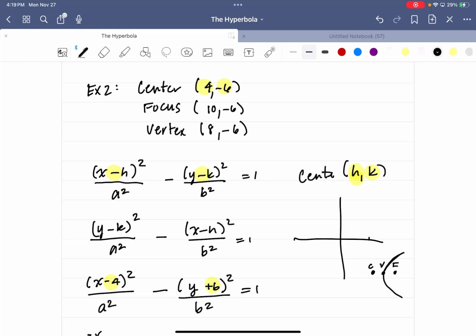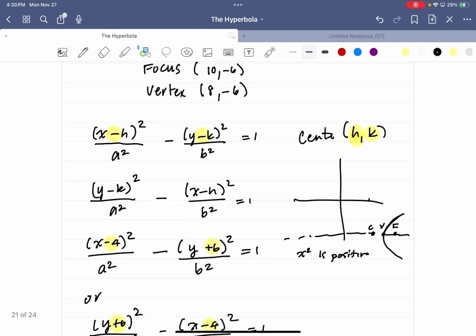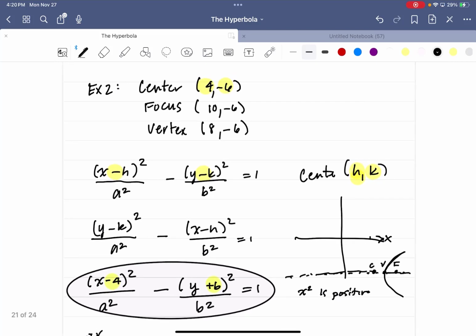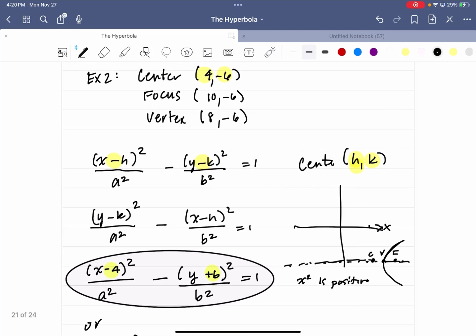So we know that it has a horizontal axis, that's the transverse axis. That means that the x squared is positive. So it's this first one right here. I know that because whichever transverse axis is parallel to the x-axis, that means the x squared is going to be positive. Now I have to find a squared and b squared.